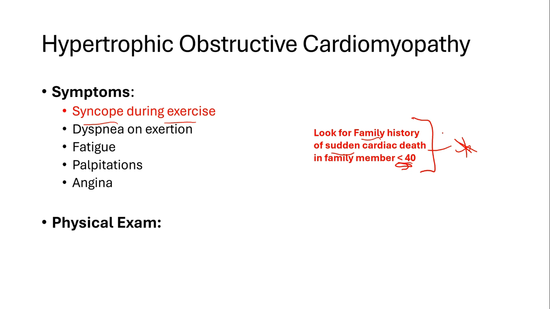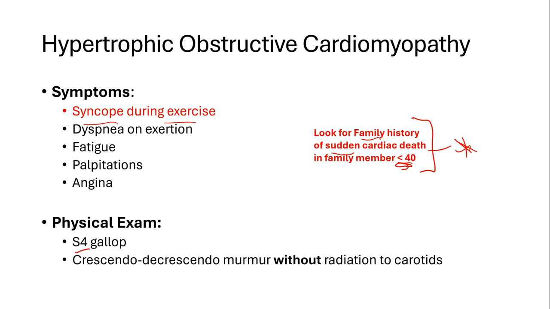Now, comparatively to dilated cardiomyopathy, if you remember from that video, we typically see an S3 heart sound. The reverse can be said in this disease, as we typically see something known as an S4 gallop. S4 takes place right before S1. It is still occurring in diastole, just like S3. S4 is pathologic. You will also typically get a heart murmur. That heart murmur will be described to you as a crescendo, decrescendo murmur without radiation to the carotids.